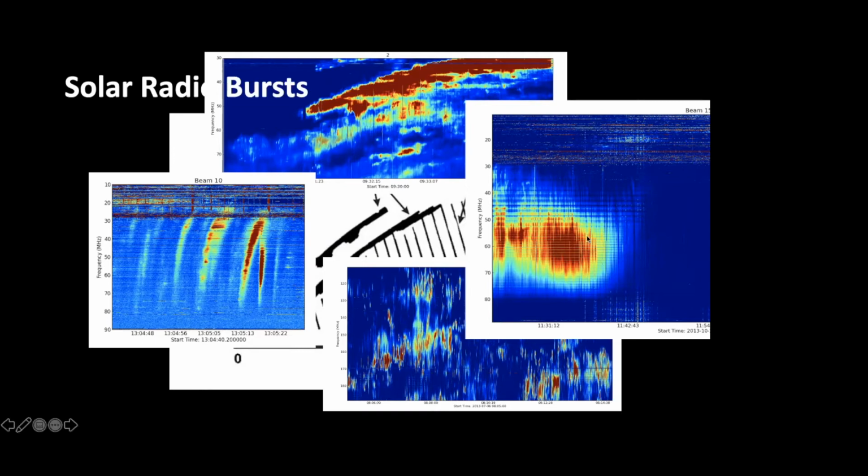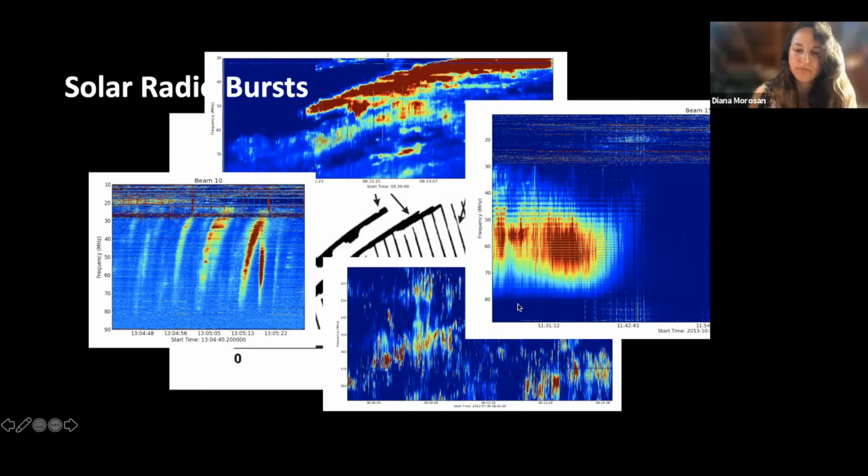No worries. Okay, so type 4 bursts are just a bright blob over a wide frequency range. Again, it's not as well structured as type 1s, but it can have structures inside. But I'll show more examples shortly.